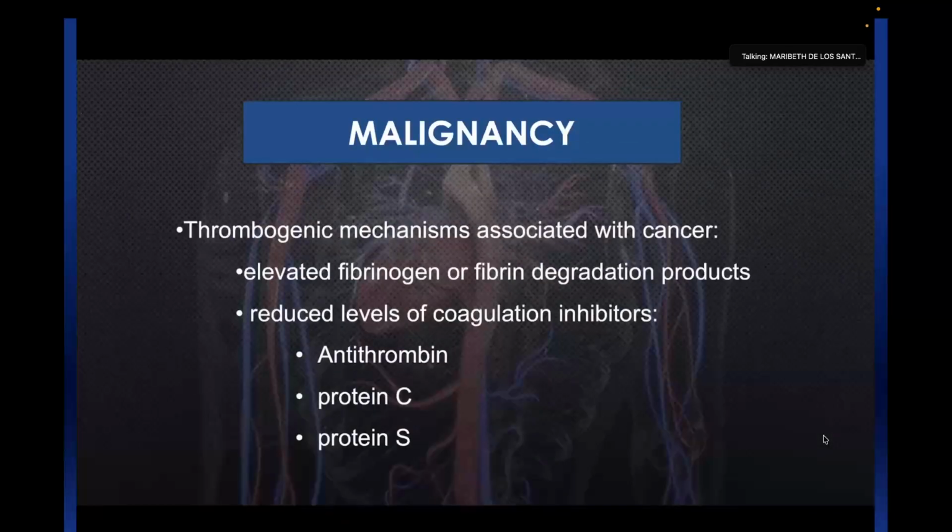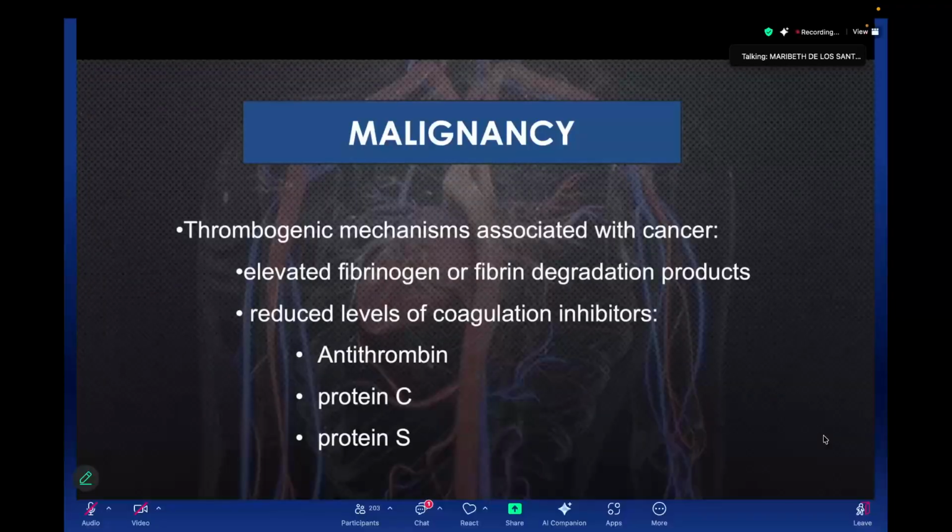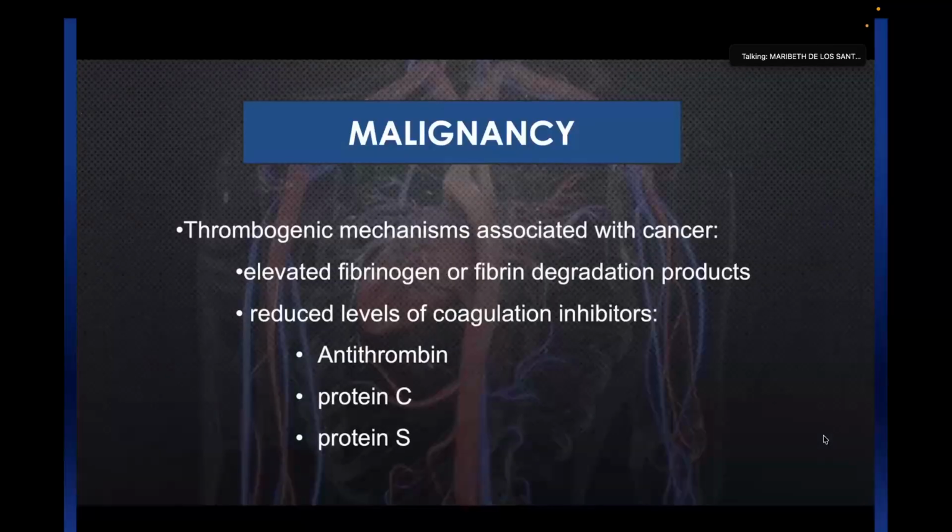Malignancy. The malignancy may lead to DVT. That's why one of the clues, if a patient has DVT, it is not a diagnosis actually. It is a clue that there's something going on. And one of the important diseases that you have to rule out in a patient with DVT is malignancy. This is what we call unprovoked DVT.